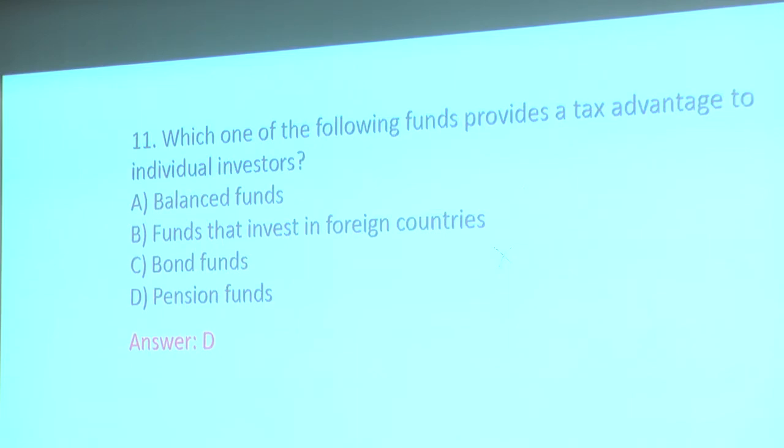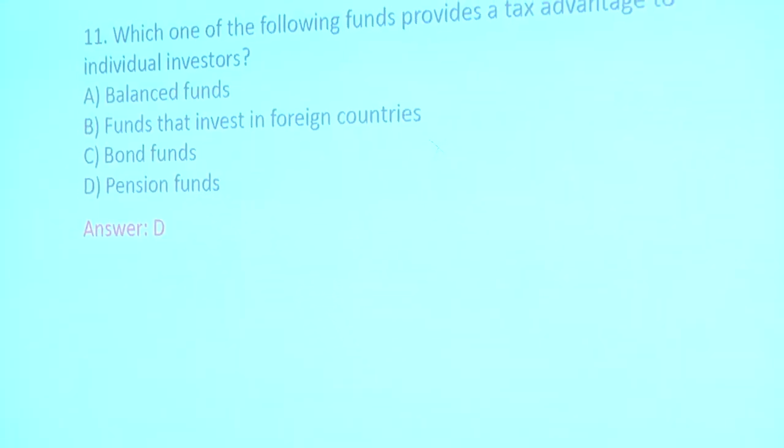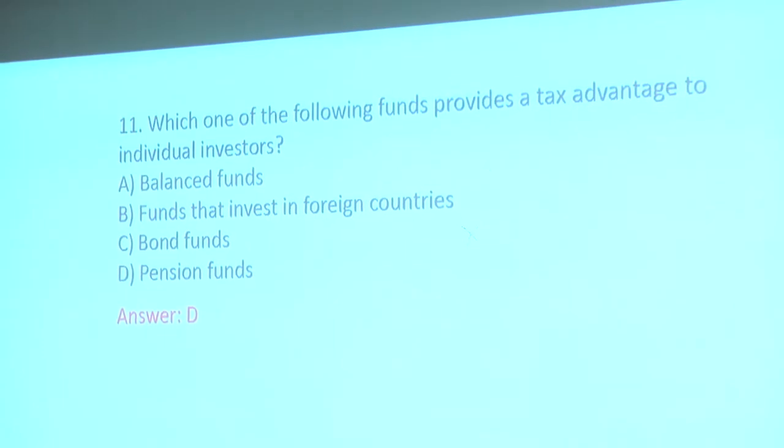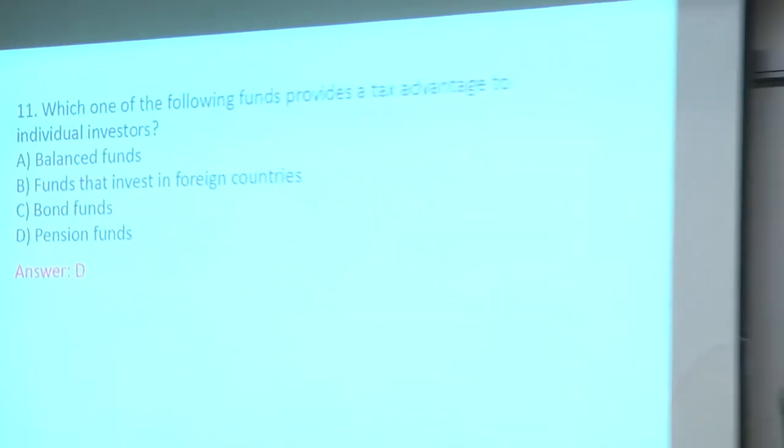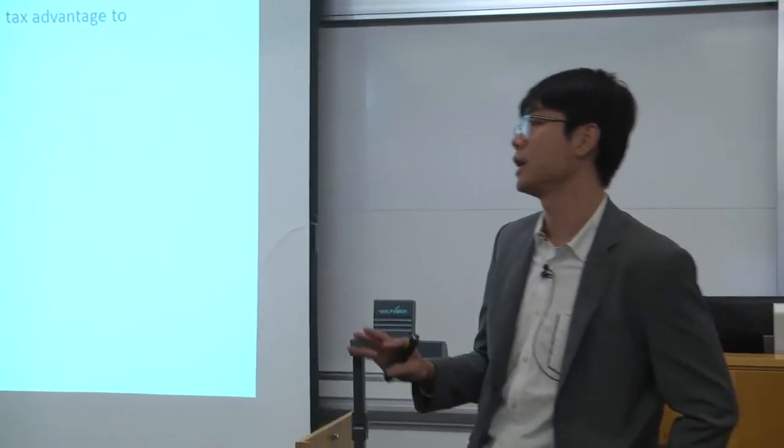Which one of the following funds provide tax advantages to individual investors? Pension funds, right? There's no capital gains tax on the pension funds. So they accumulate better. So that's a tax advantage. So that's chapter 2. All right. For those who come in later, the focus of today is chapter 5. So chapters 2, 3, 4, I will go a little bit quicker.